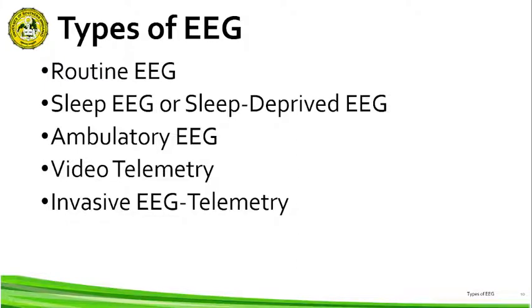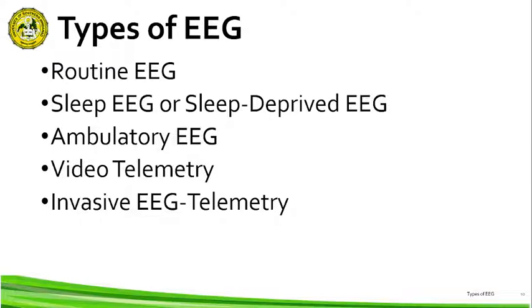Next is the video telemetry. This is also called video EEG. This is a special type of EEG where a client is filmed while an EEG recording is taken. This can help provide more information about the client's brain activity. So the EEG signals are transmitted wirelessly to a computer. The video is also recorded by the computer and kept under regular surveillance by trained staff.